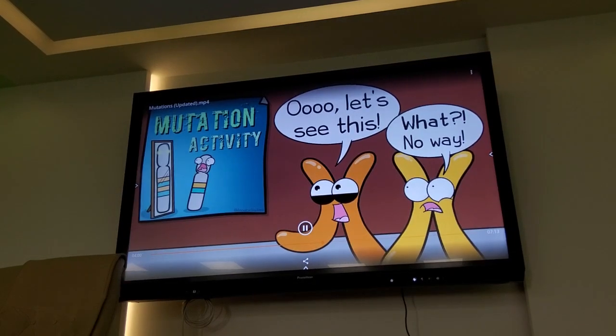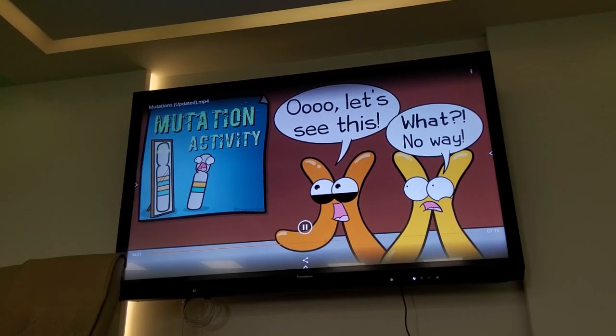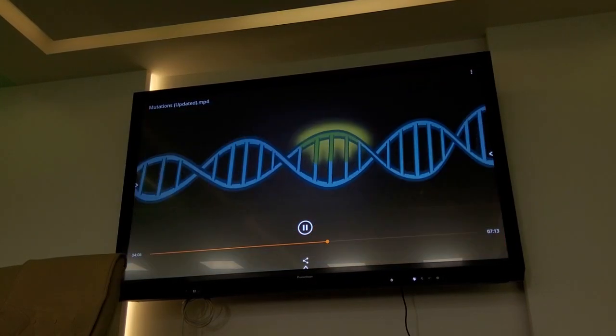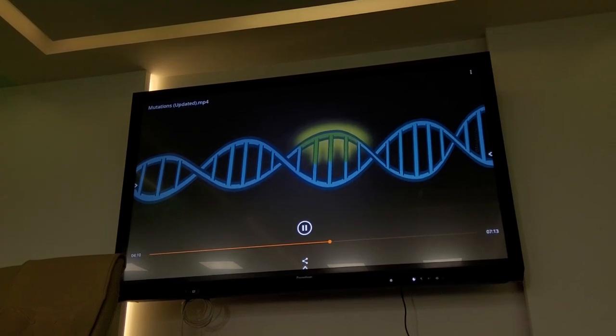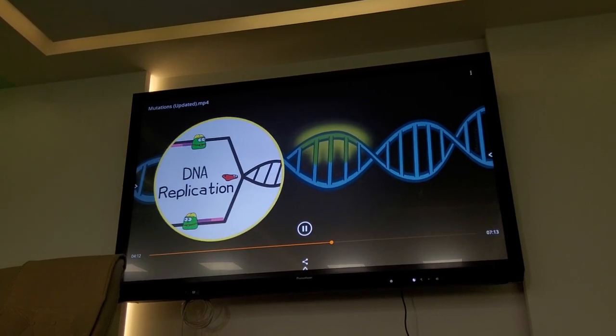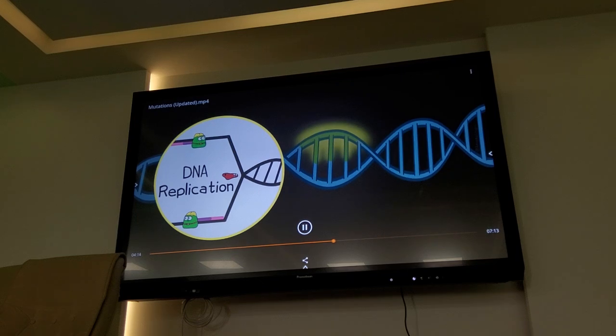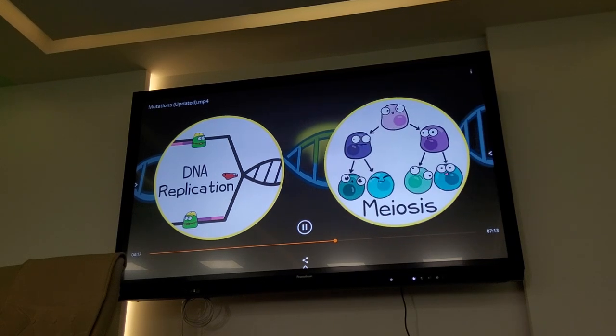There's more mutations than what we covered, of course, but the idea is that there are many different kinds of changes that can happen. If a mutation is going to happen, we already mentioned that there are especially vulnerable times, such as during DNA replication. But also there are other times too, like during meiosis.